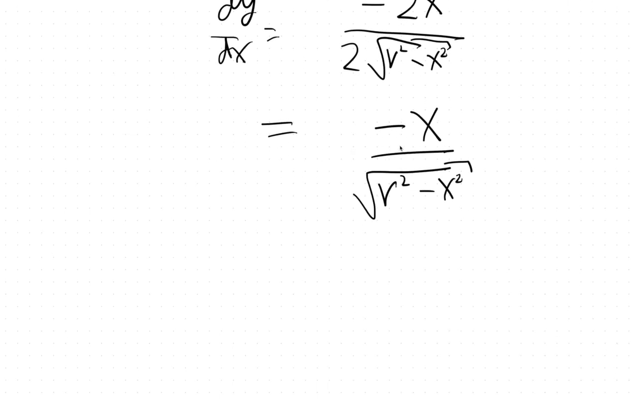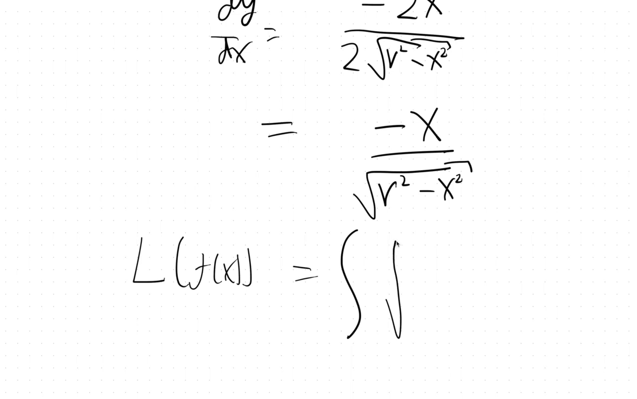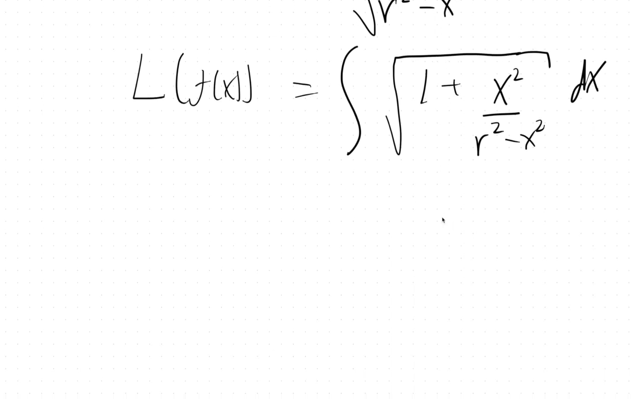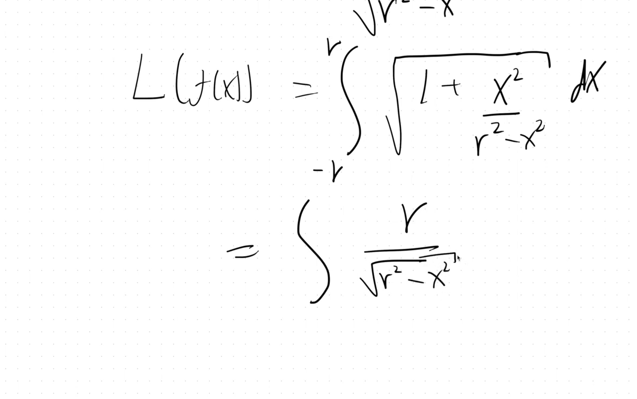So now we can write the length of f of x as the integral of square root of 1 plus x square by r square minus x square dx. And I can put the limit from minus r to r. Okay, so let's just simplify that. Integral of r divided by root r square minus x square dx from minus r to r.